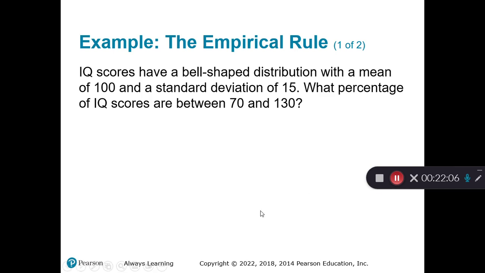So first we're going to think about the fact that we know the standard deviation of 15, we know the mean is 100, and we know that this is a bell-shaped distribution. That means that the empirical rule applies. We need to find out where 70 would fall in relation to the mean, where does 130 fall in relation to the mean, so that we could see how to apply the empirical rule.